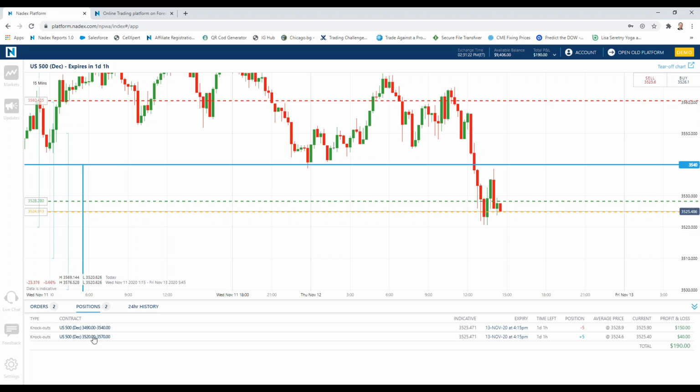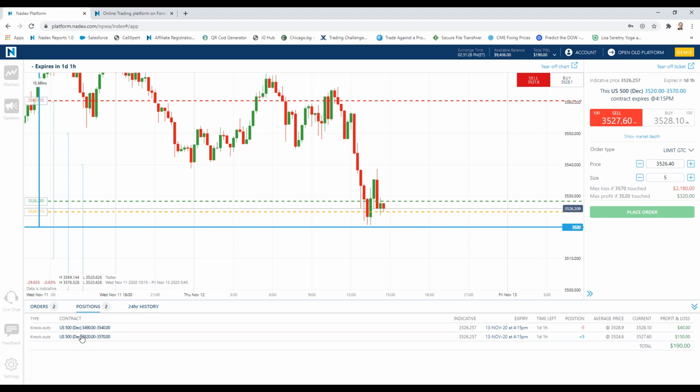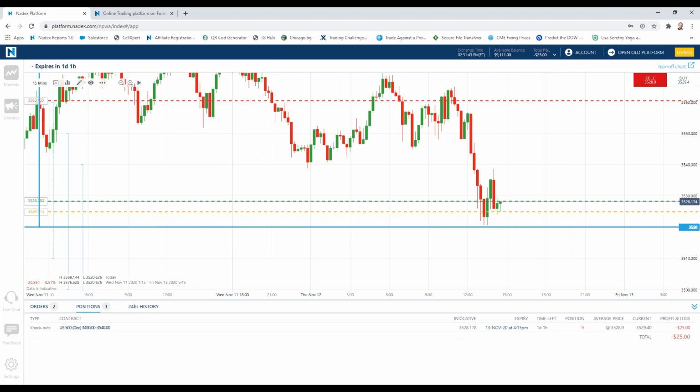So let's just say though, I wanted to get out of one of these trades really fast. Again, very important. I'm going to click from my position window. We're going to take the 35.20 to 35.70 out. It's going to open a ticket for our full position in the opposite direction. If I want to get out fast, I can just choose a market order, click place order, right? So now I'm out of that trade. Now I've got my short position of 5 contracts on.